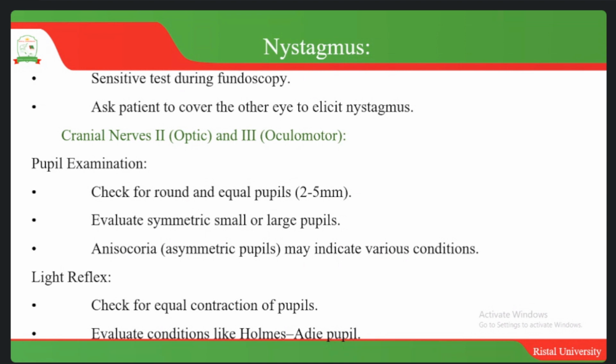So what is the problem? Then anisocoria, this is asymmetric pupils, whereby one is bigger than the other, or one is dilated and one is normal. So you have to look at all this. They may include various conditions that are happening in your patient's eye. Then light reflexes: you can flash light at the eyes of your patient and see how the patient is responding. You check for equal contraction of the pupils, whether both of them are contracting or only one and the other is not. Then evaluate conditions like the Holmes-Adie pupil.